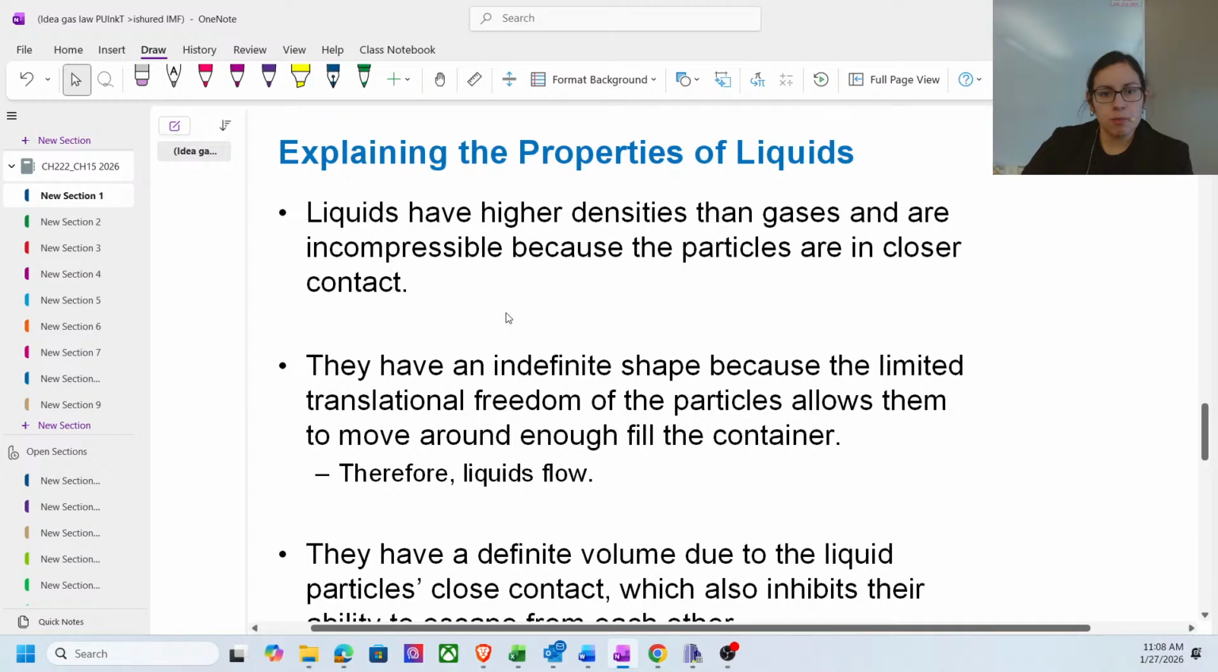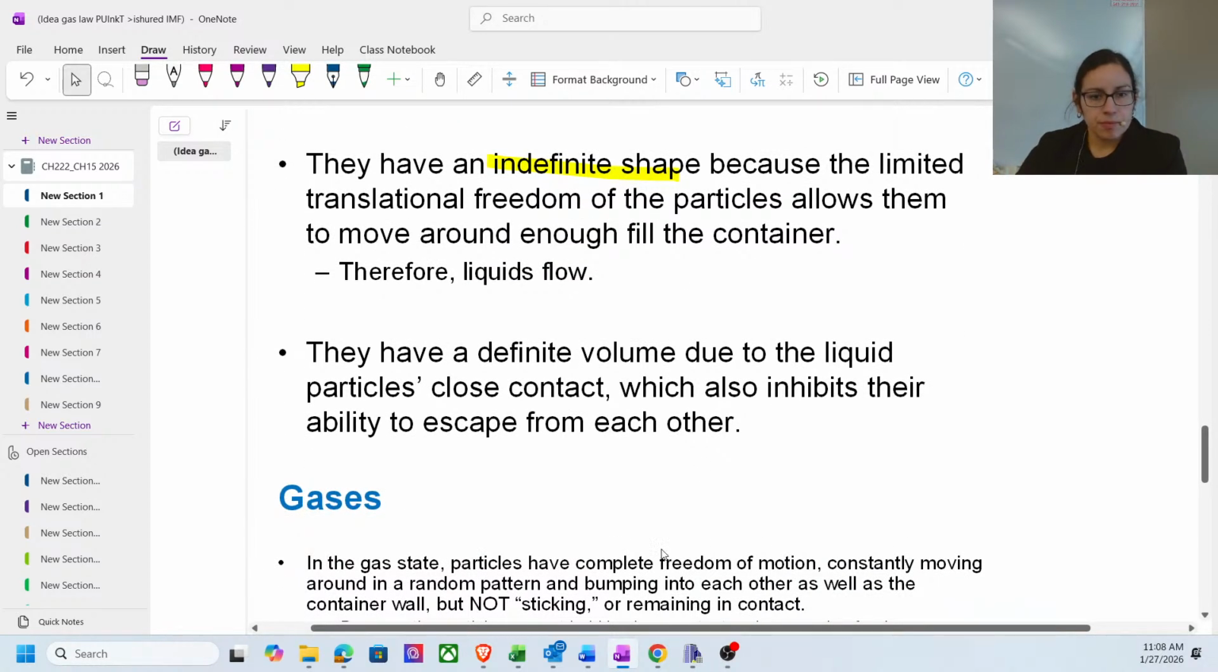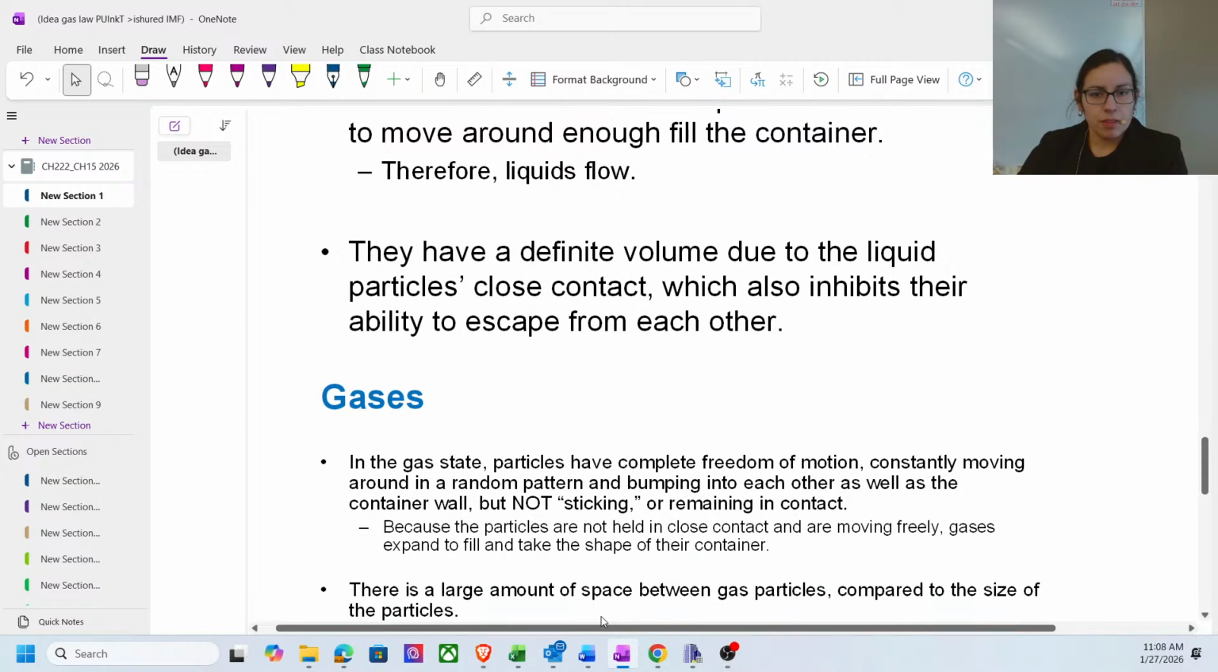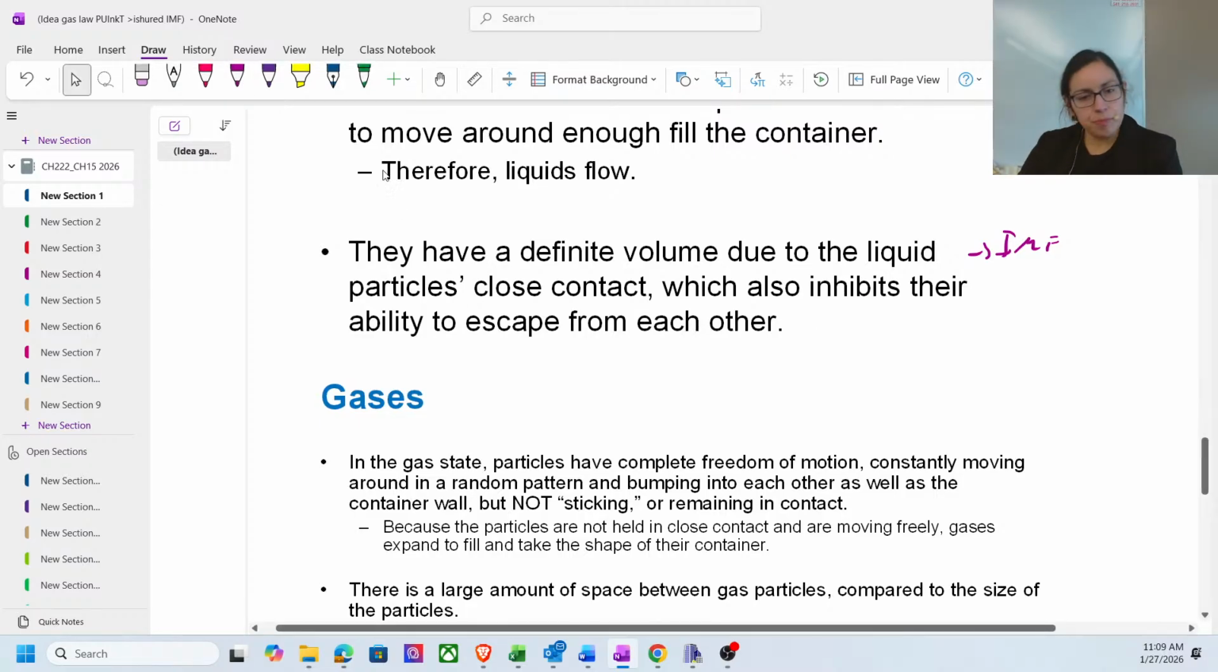Just recapping, liquids have a higher density than gases since our particles are close together, so just thinking about physically compressing those particles together. But they have an undefined shape from our translational freedom, so again, they can slide past one another. And then a defined volume, which implies that they have intermolecular forces to hold each other. But we'll again see this deviation in vapor pressure.